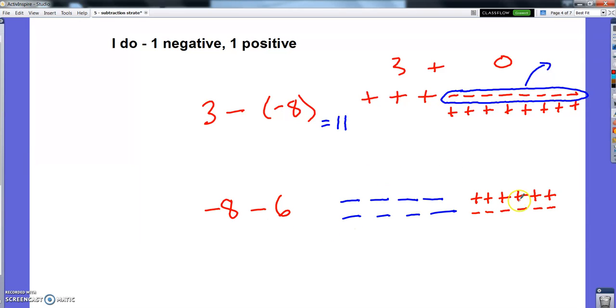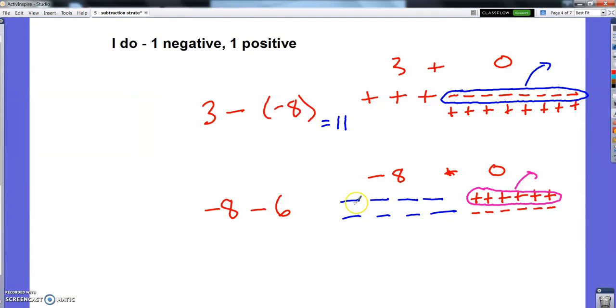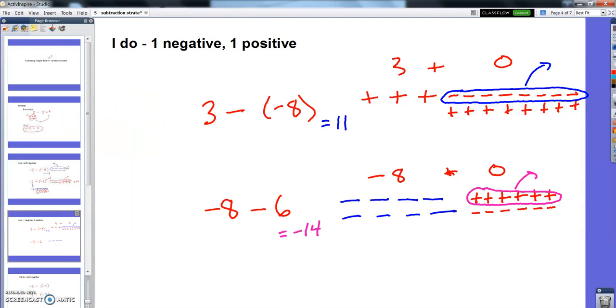So what I'm going to do, instead of taking 6 away from negative 8, I'm going to take 6 away from negative 8 plus 0, which is still negative 8. But if I do it in this kind of tricky way, by adding these 6 zero pairs to my negative 8, now I can take away positive 6, and I get 1, 2, 3, 4, 5, 6, 7, 8, 9, 10, 11, 12, 13, 14. Negative 8, take away 6 is negative 14. All right, let's do some together. Open your notebook.